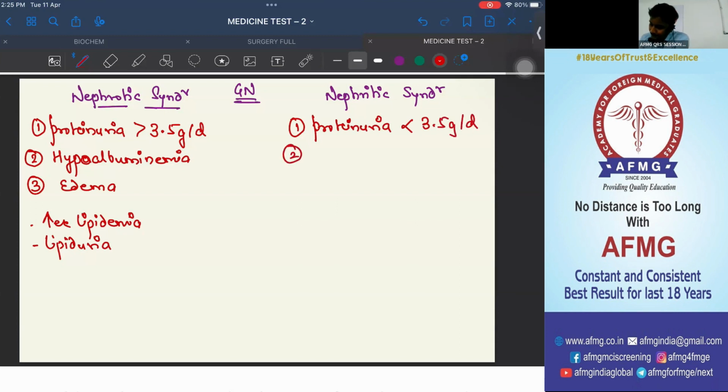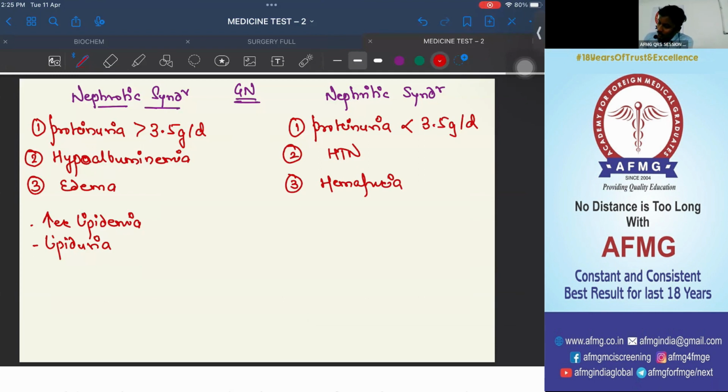Second feature would be, here the patient will definitely suffer from hypertension. And the third essential criteria for diagnosis of nephritic syndrome is hematuria. What is hematuria? Presence of RBCs inside the urine is what is called hematuria. Okay? So these are the classical features of nephritic syndrome.